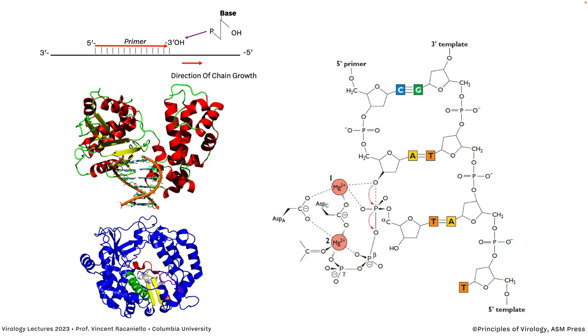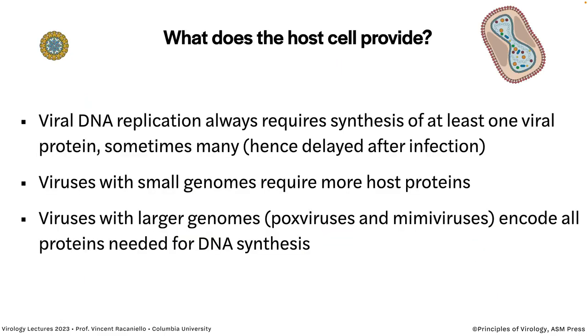So what does the host cell provide in a virus-infected cell? Now remember, viral DNA replication always requires at least one virus protein to be made, sometimes many, as we will see today. That's one reason why it's delayed. The other reason, of course, is that before you start encapsidating genomes, you need to make the genomes and then make the capsid proteins. But the main reason why DNA synthesis is delayed is because you have to make proteins first. Viruses with small genomes require more host proteins.